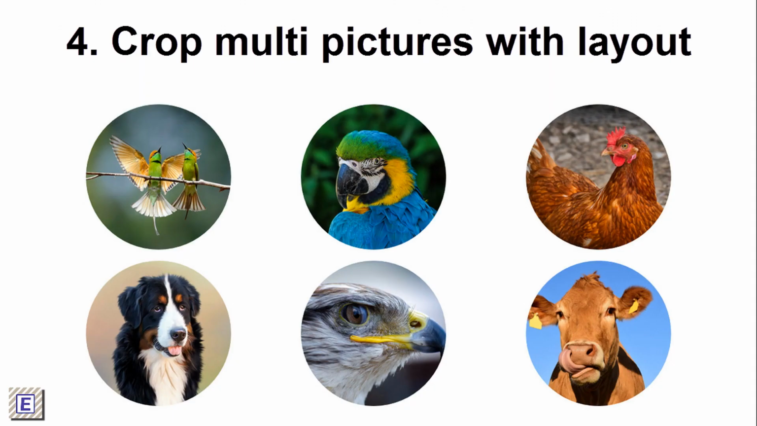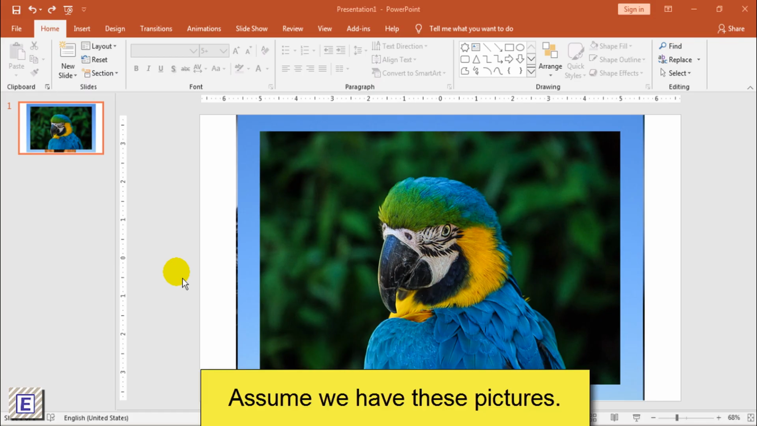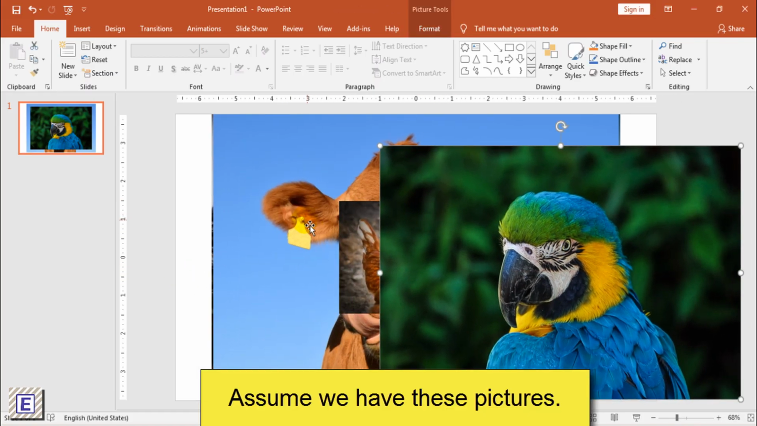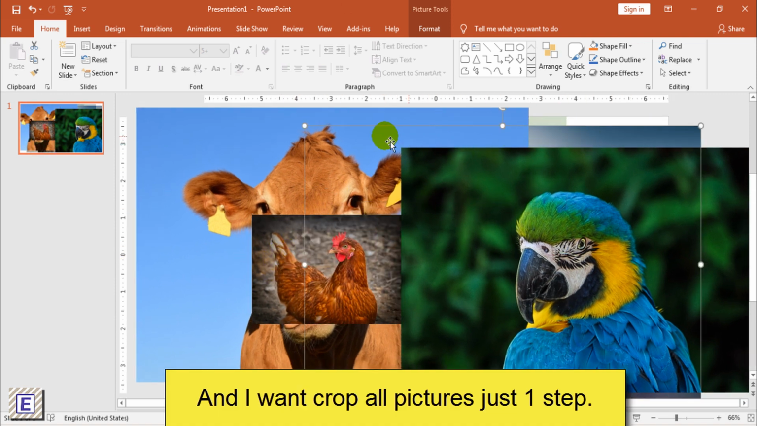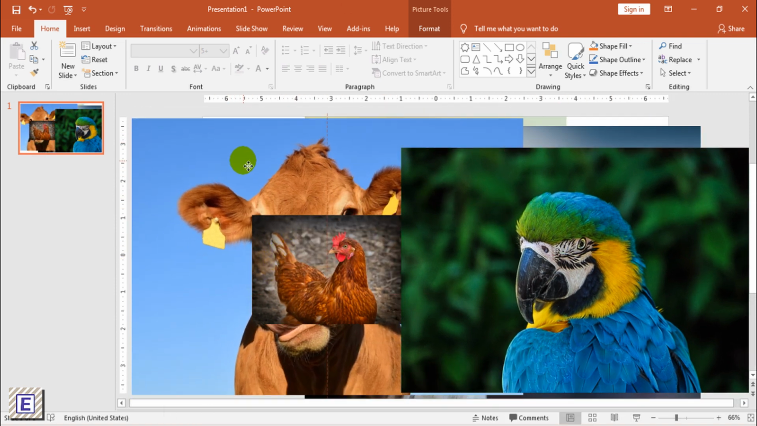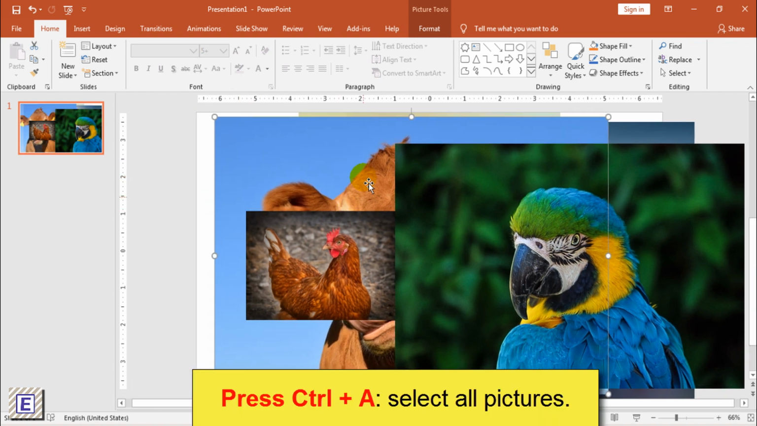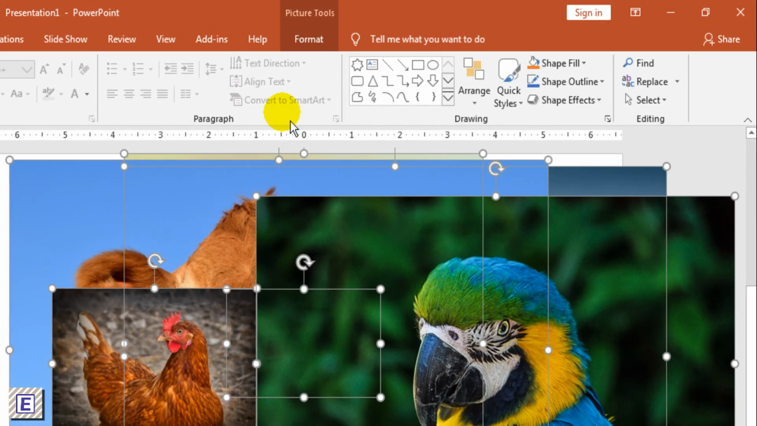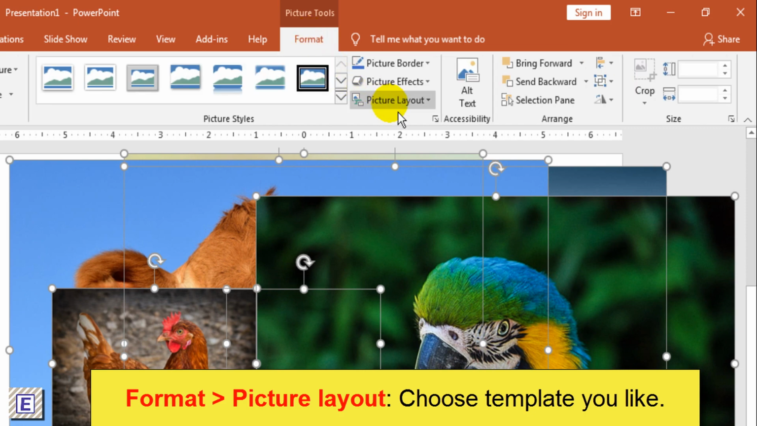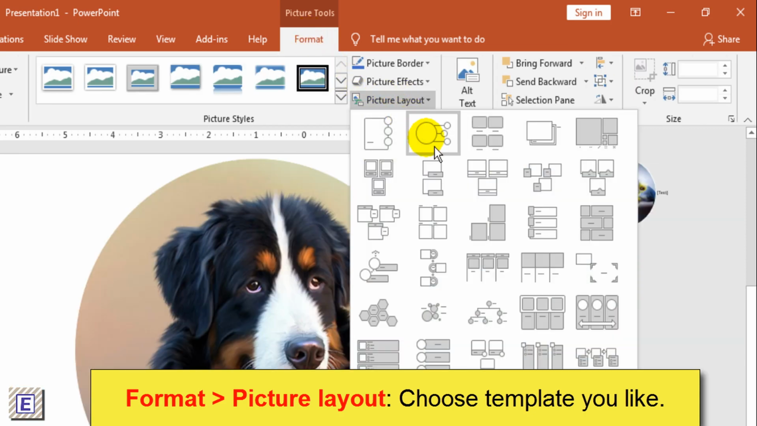Four. Crop multi-pictures with layout. Assume we have these pictures, and I want to crop all pictures in just one step. Control A to select all pictures. Format Picture Layout, and choose the template you like.